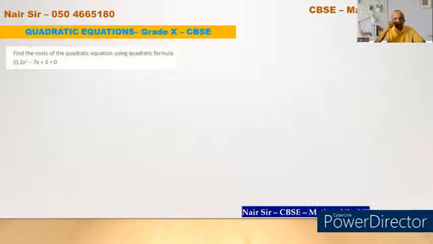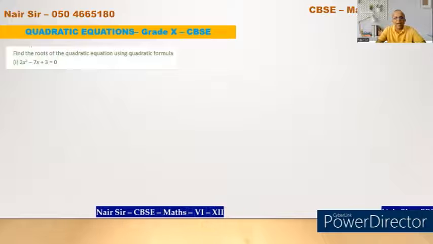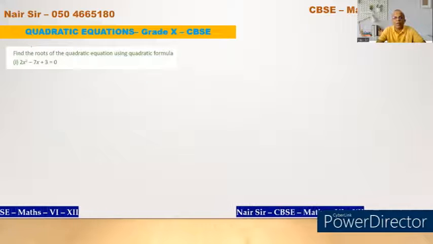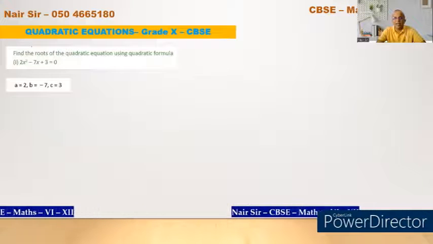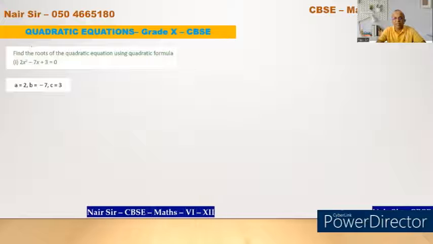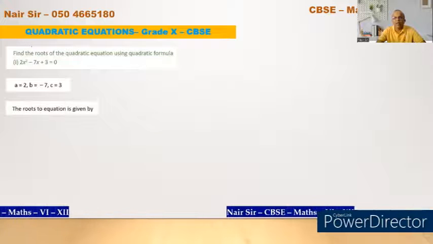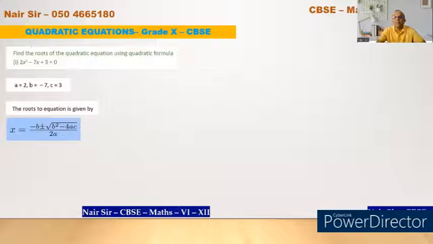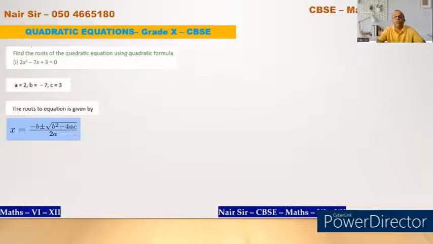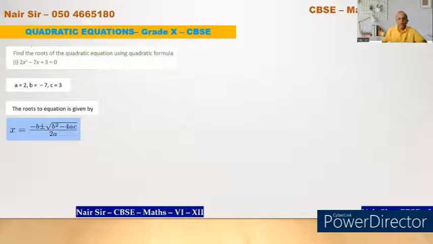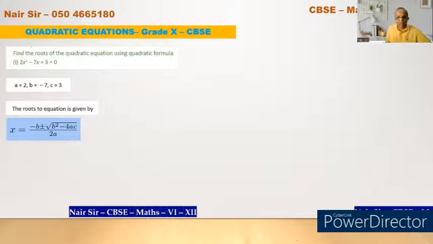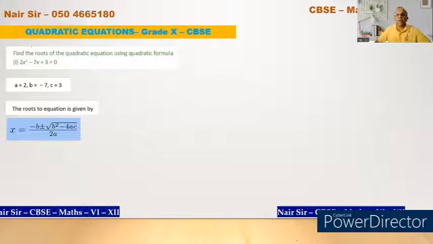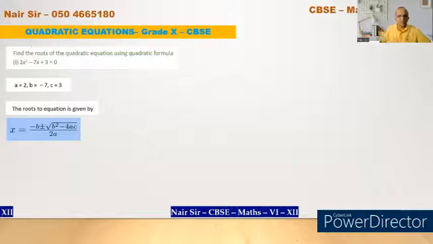I have been given a quadratic equation and I need to find the roots with the help of the formula. Let me first of all write what A, B, and C are. A is 2, B is minus 7, C is 3. This is my formula. I'm going to substitute in this formula. First of all, I'm not going to solve the square root separately; I'll solve the full thing. It's better.